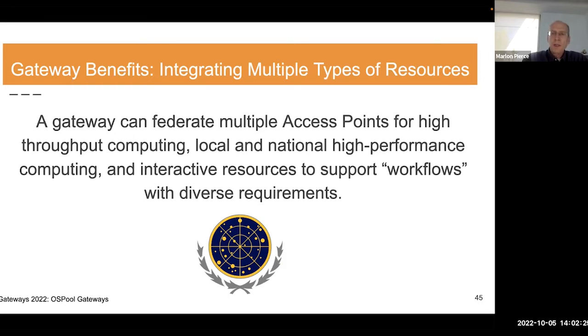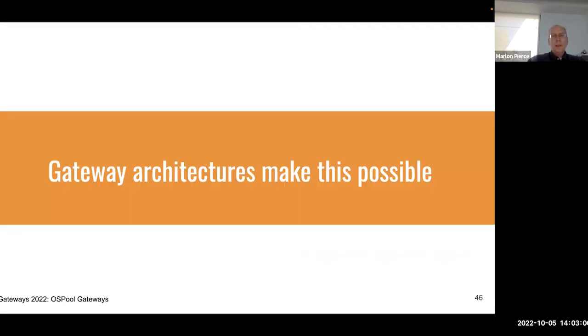And so the reason for this is I have workflows here in quotes, and I do not mean DAGMan, for your Condor people, necessarily, or strictly speaking, I'm not talking about the scientific software for executing workflows, but the more general notion that a scientist or a scientific research team may need different resources for different jobs or different parts of their overall research. So gateway architectures make all of this possible.